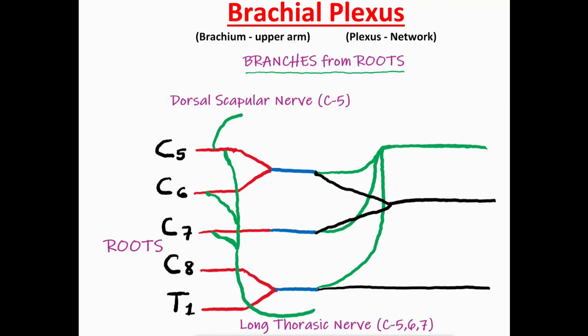So again, following the same sequence, first completing the branches from the roots. As I told, there are two branches. One is from C5, that is the dorsal scapular nerve, and the other branch is the long thoracic nerve, which takes from the roots C5, C6, C7.